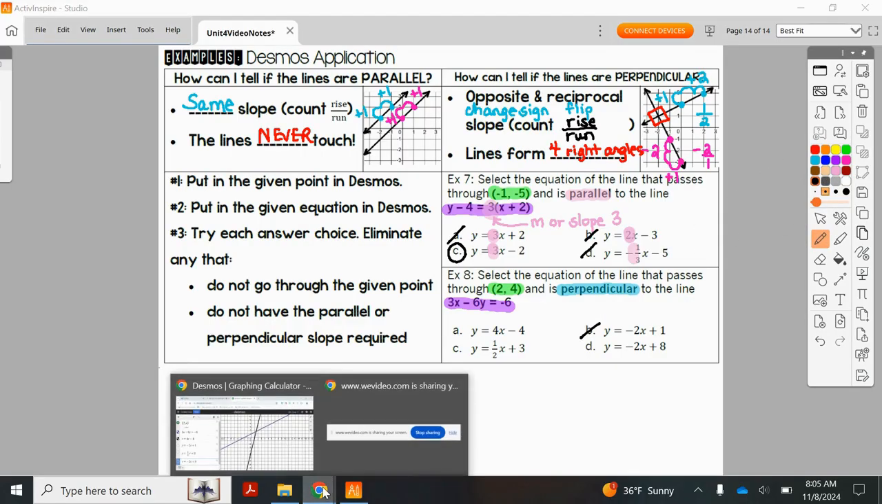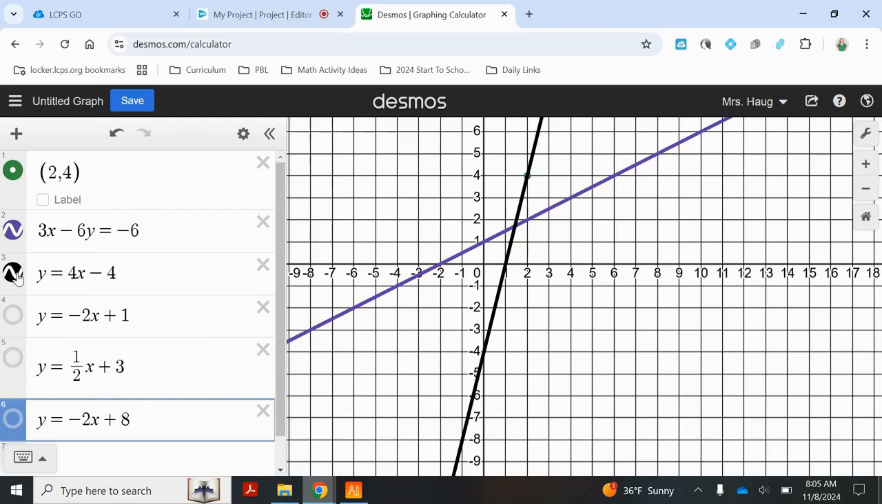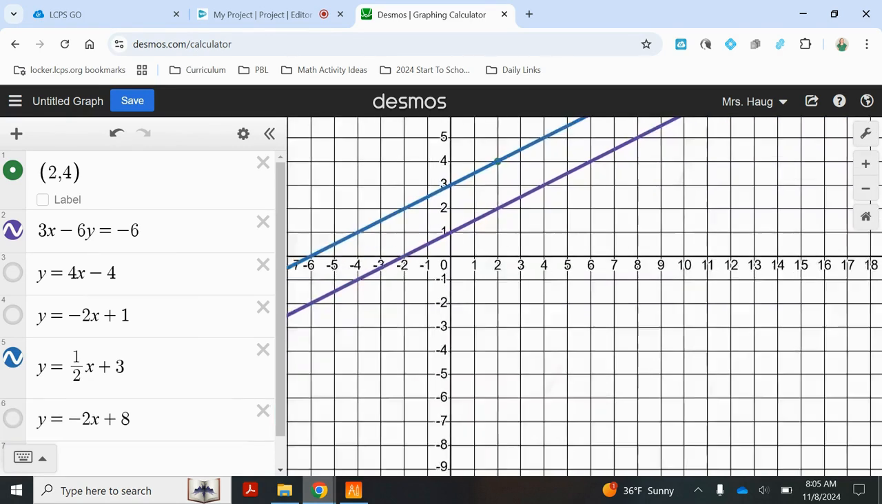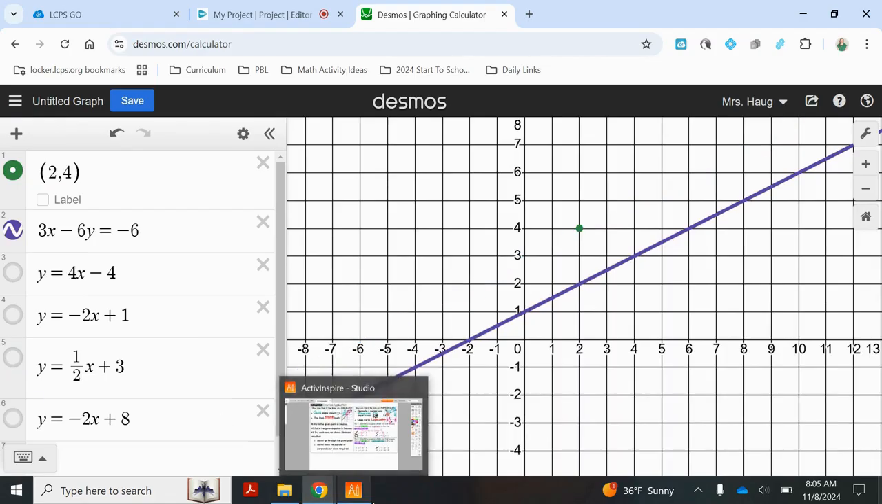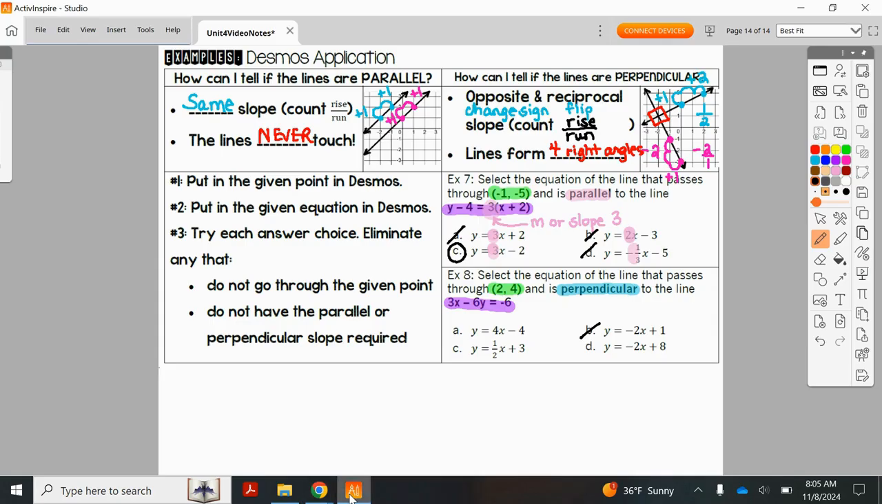Going ahead and trying example C, let's see if that passes through. It does, good. So I'll keep that for a second, and then we'll look at D as well. So all of those that are left end up passing through the point. Now we just have to figure out which one's perpendicular. Well, let's look back at example C because right away these lines are never going to touch, which means that's a parallel case, not a perpendicular case. So let's get rid of C, y equals 1/2 x plus 3.